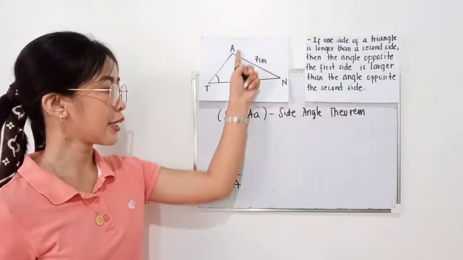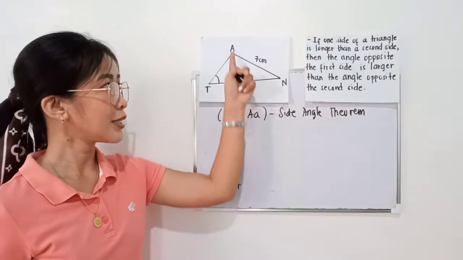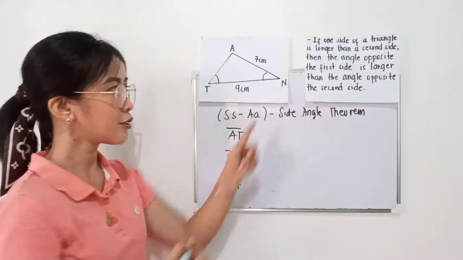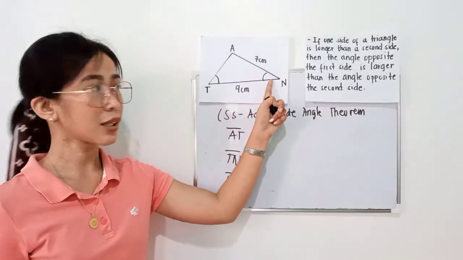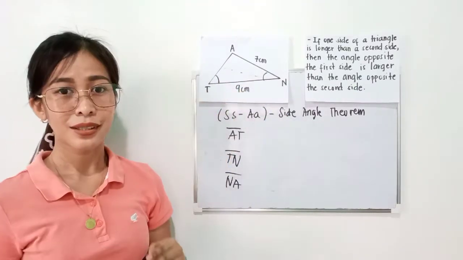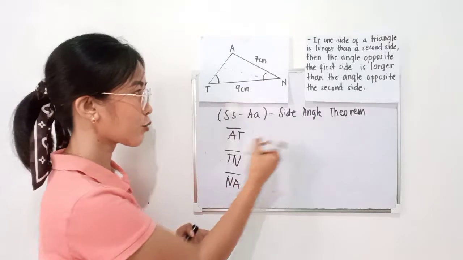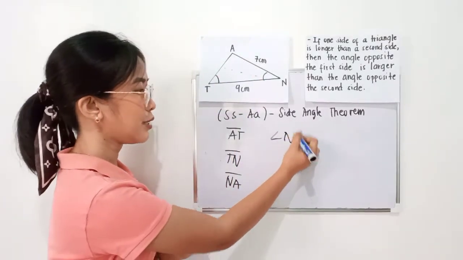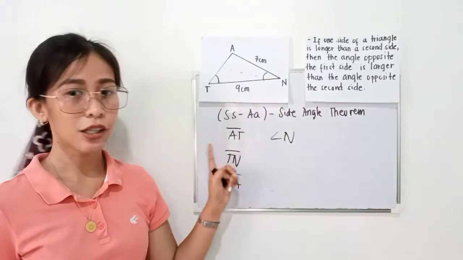For example, side AT. Its opposite angle is angle N. That is its opposite angle. Why? Because it is the one across from it. Basically, whatever is across is the opposite angle of this side. So, we have angle N as the opposite angle of side AT.